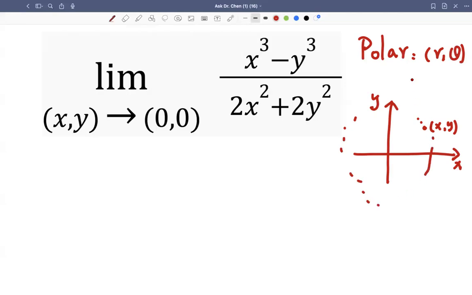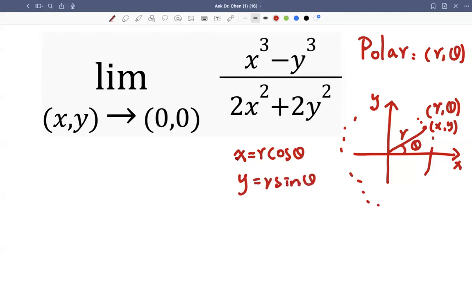How do we define the circle? It is defined by its radius, let's say this is the radius, and by its angle formed with the positive side of the x-axis. So we use r and theta to represent it. The conversion is x equals r times cosine theta, and y equals r times sine theta.